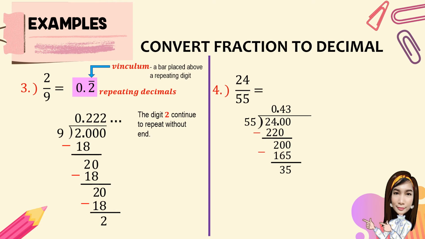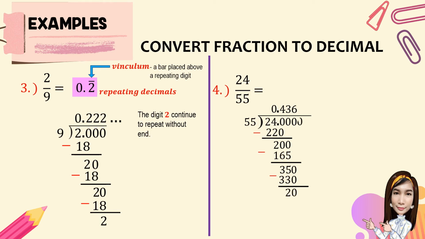35 divided by 55 cannot be, so we add 0. Then bring down 0. 350 divided by 55 is equal to 6. 6 times 55 is equal to 330. Then subtract 350 minus 330, that is equal to 20.